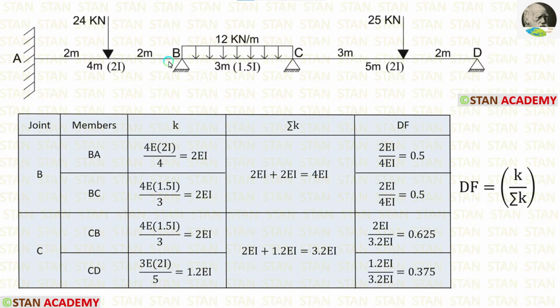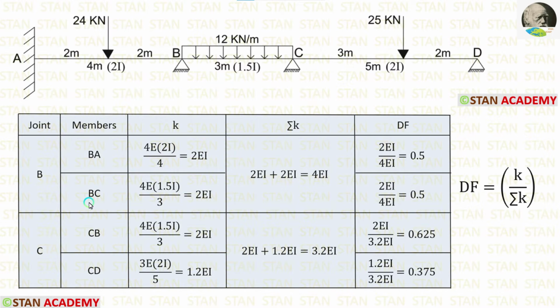First, let us calculate the stiffness from the joint B. From the joint B, we have to calculate two stiffness values, for BA and for BC. First, let us calculate for BA. For that, from the point B, we have to look at the point A. At point A, we have a fixed support. If the far end is fixed, the formula is 4EI upon L. Here, the moment of inertia is 2I, so instead of I, we have to apply 2I. Length is 4 meter. Finally, we are getting 2EI.